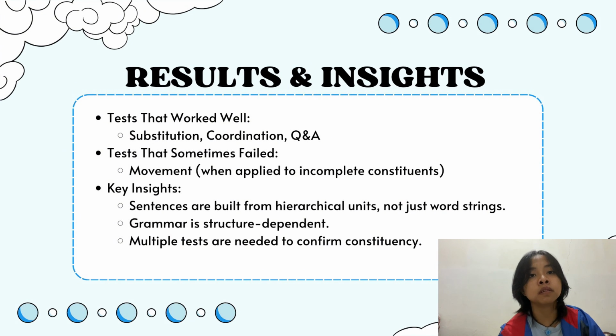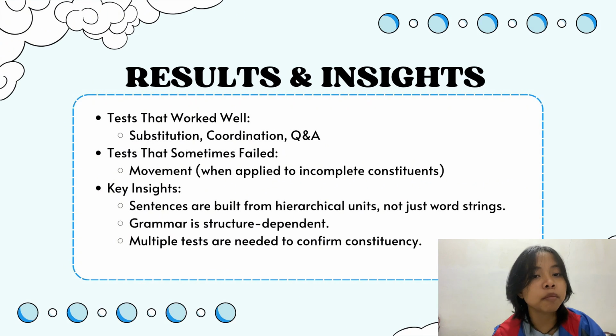The next slide: the tests that work well are substitution and do-so tests, extremely reliable for identifying NPs or VPs. Pronouns cleanly substitute for NPs and do so effectively replaces VPs. And the second one is coordination test, very effective for all phrase types: NP, VP, PP, adjective phrase, and CP. The ability to coordinate with "and" strongly confirms constituency. And the question and answer test is highly reliable as answers naturally come in constituent form.